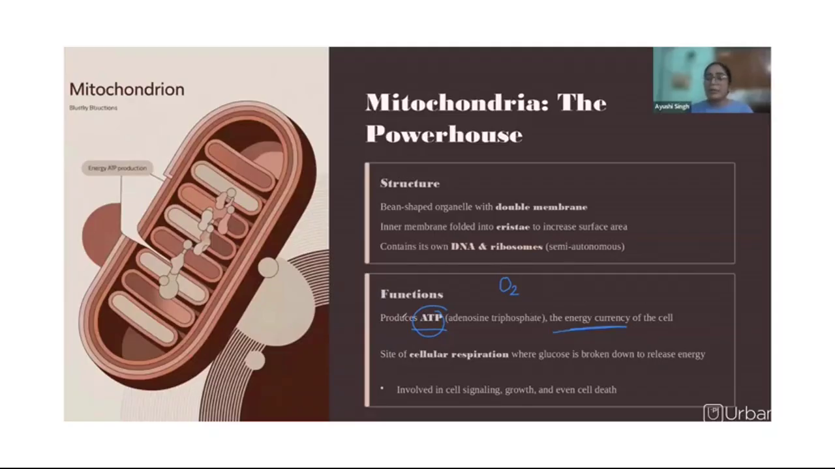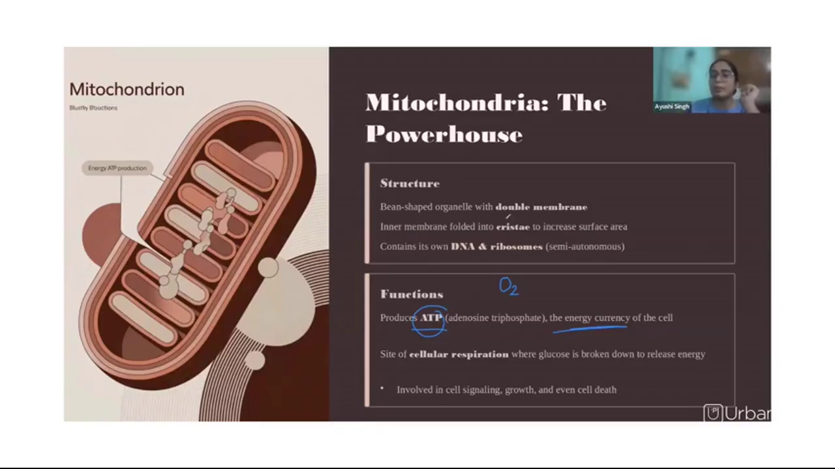Now this ATP will be used for different kinds of things happening in your body: for your movement, for cell to cell signaling, for your growth, for your development, for a change in eye color or hair color, or anything happening. For that, energy is needed for different reactions to occur. Even for a cell to die, energy is needed, and that is being produced in the mitochondria.